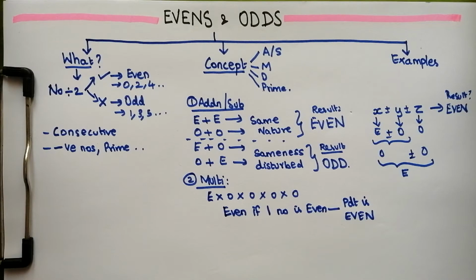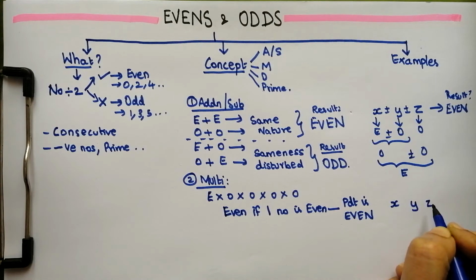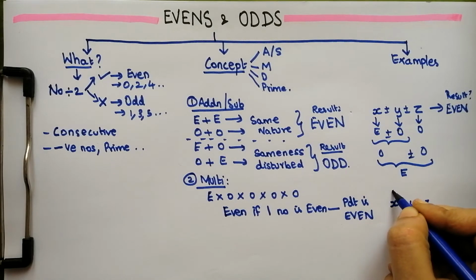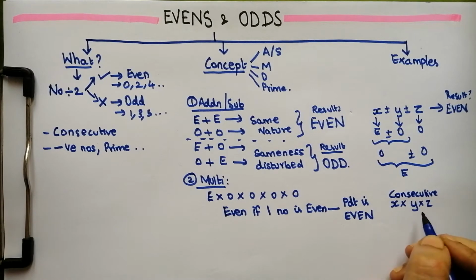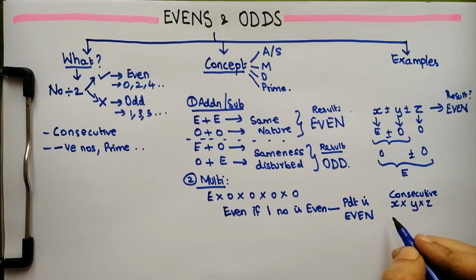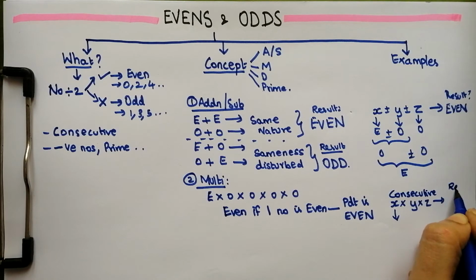You take 100 numbers, 1000 numbers, even if one number is even, the others have to be a multiple of an even number. Simple, right? So we'll take an example. Suppose x, y, z are three numbers and we are multiplying. Let's say these numbers are consecutive numbers, like 6, 7, 8 or 7, 8, 9. They are next to each other. They just alternate. They are next to each other. Okay. So what will be the result?